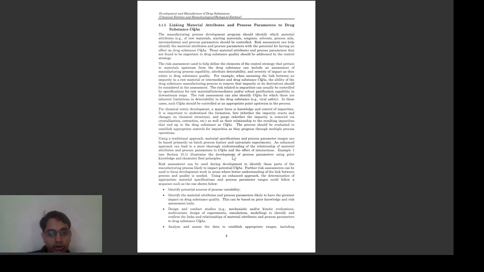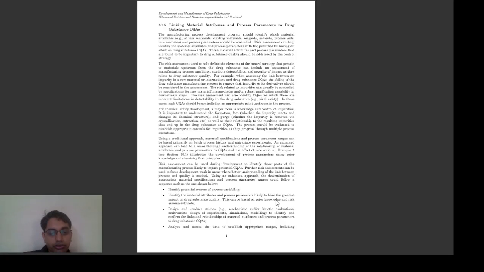Risk assessment can be used during development to identify parts of the manufacturing process that may impact product quality. Further, risk assessment can be used to focus development work where a better understanding of the link between process and quality is needed. Using this approach, the determination of appropriate material specifications and process parameters could follow a sequence such as the one below.